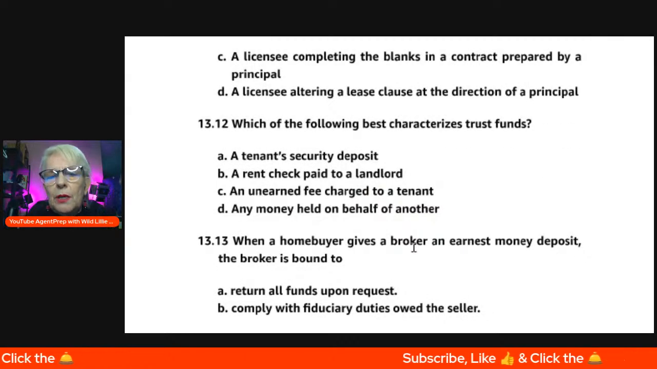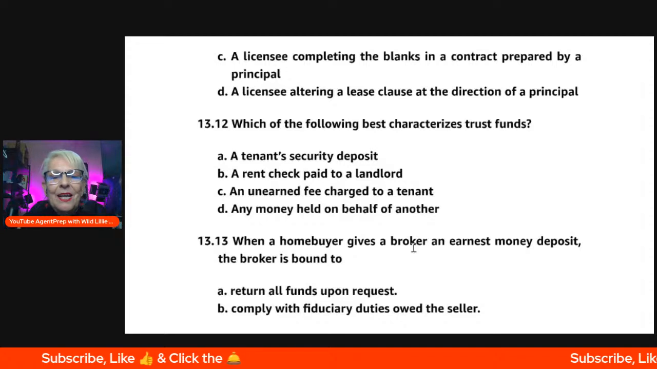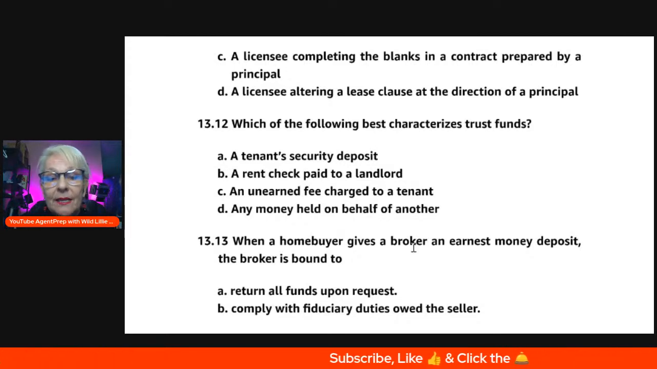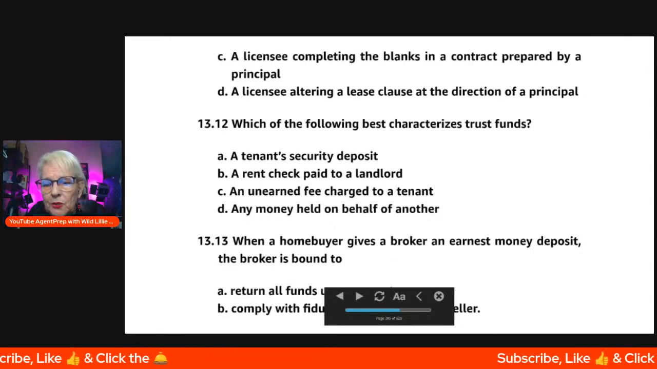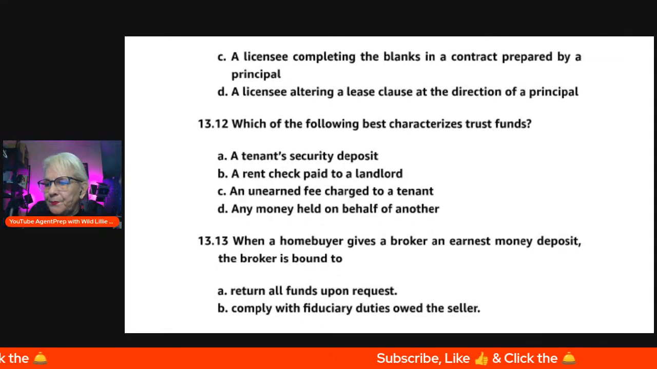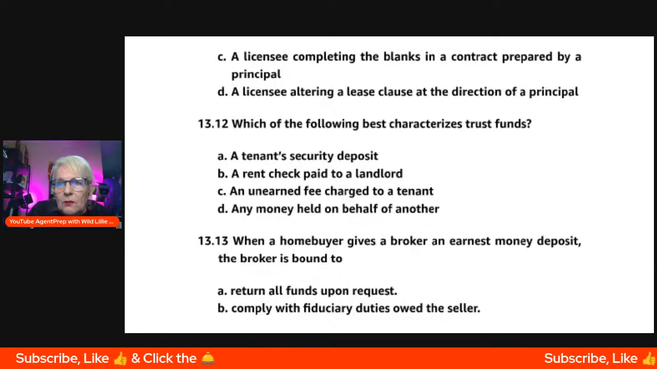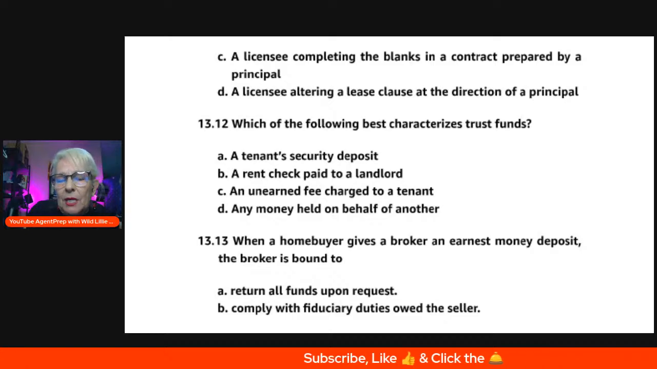Number 12, which of the following best characterizes trust funds? What kind of funds? Trust funds. A, a tenant security deposit. B, a rent check paid to a landlord. C, an unearned fee charged to a tenant. Or D, any money held on behalf of another. So what are trust funds? So trust funds are any money held on behalf of another.